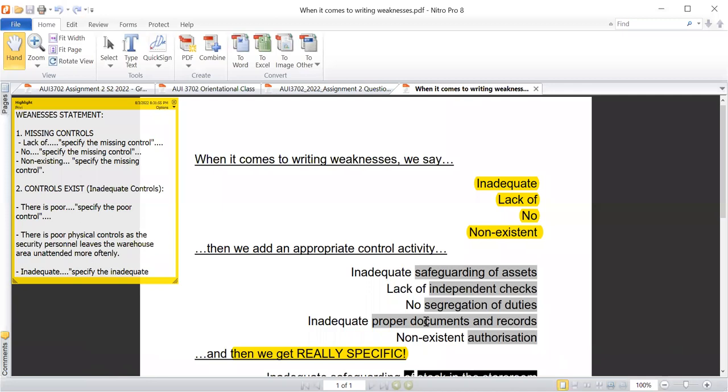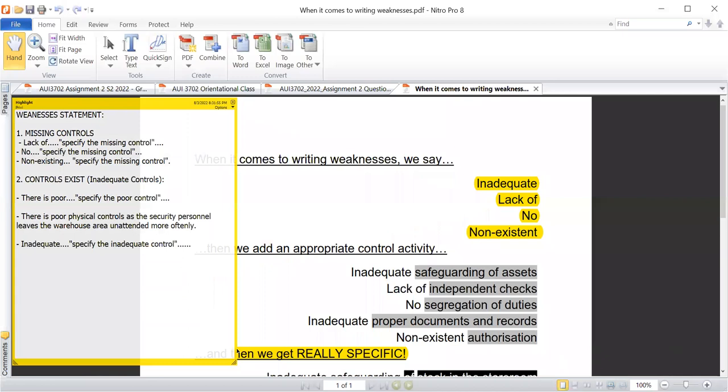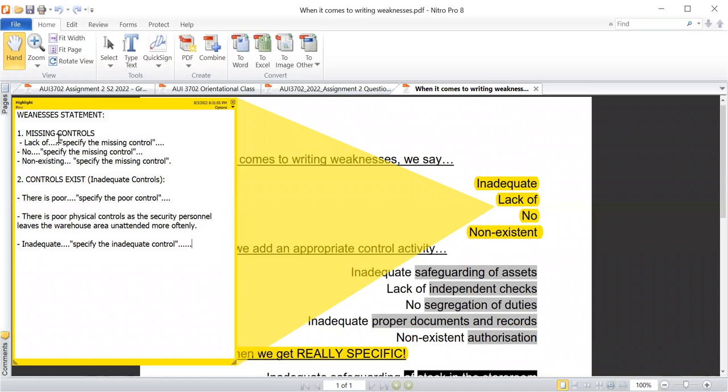Because remember, you need to frame the assignment in your own words. So the question is, how do you go about doing that? When it comes to weaknesses, like I said, there are always two conditions or two things that the lecturer is looking for in your weakness statements. They are looking for a reflection where you are indicating missing controls or inadequate controls.